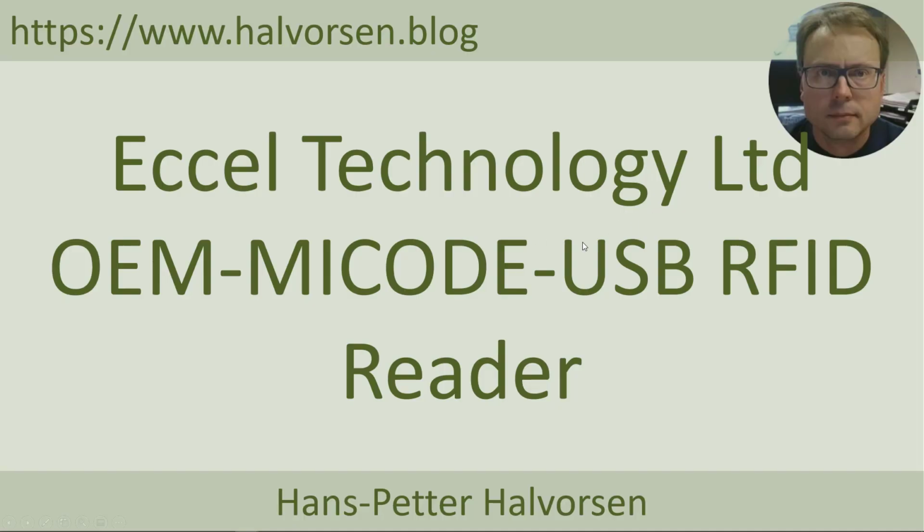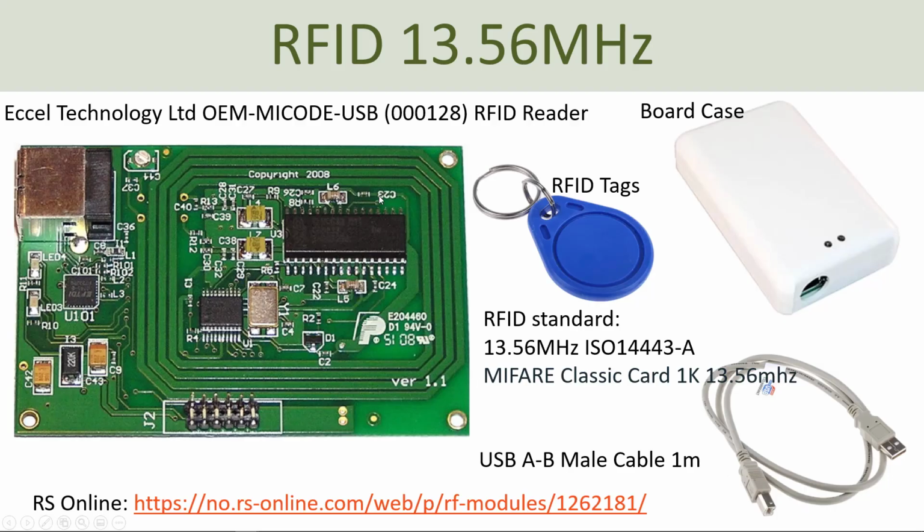So here you see the next system I want to demonstrate in this tutorial. This is a USB RFID reader from Excel. It's called my code USB RFID reader. It looks like this. It comes in different flavors. This one has a USB connector. It has a built-in antenna. It's very similar to the previous device, but this is a high frequency system using a 13.56 megahertz frequency.